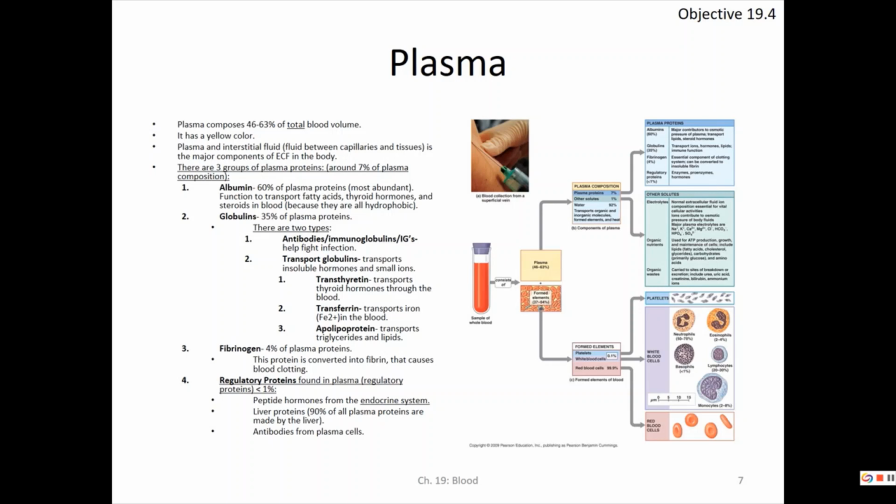Now the next one is another set of globular proteins. We call them globulins. There are many globulins out there, transport globulins, things like that. But they are about 35% of the plasma proteins. And they fall in two major categories. There are the antibodies, which are a type of globulin. They are immunoglobulins, or Igs, to fight infections. Immunoglobulins, Igs, antibodies, they help me fight infections.